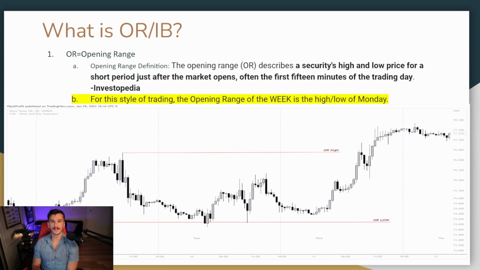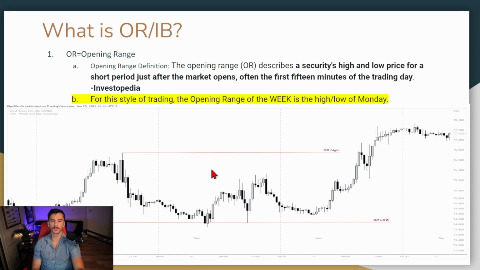So every single week, Monday will create a high and low. That is something that is constant. It is always going to happen every single week. Monday will trade, and then by the end of Monday, it'll close. And the very highest point within Monday and the very lowest point within Monday is your opening range high and your opening range low.